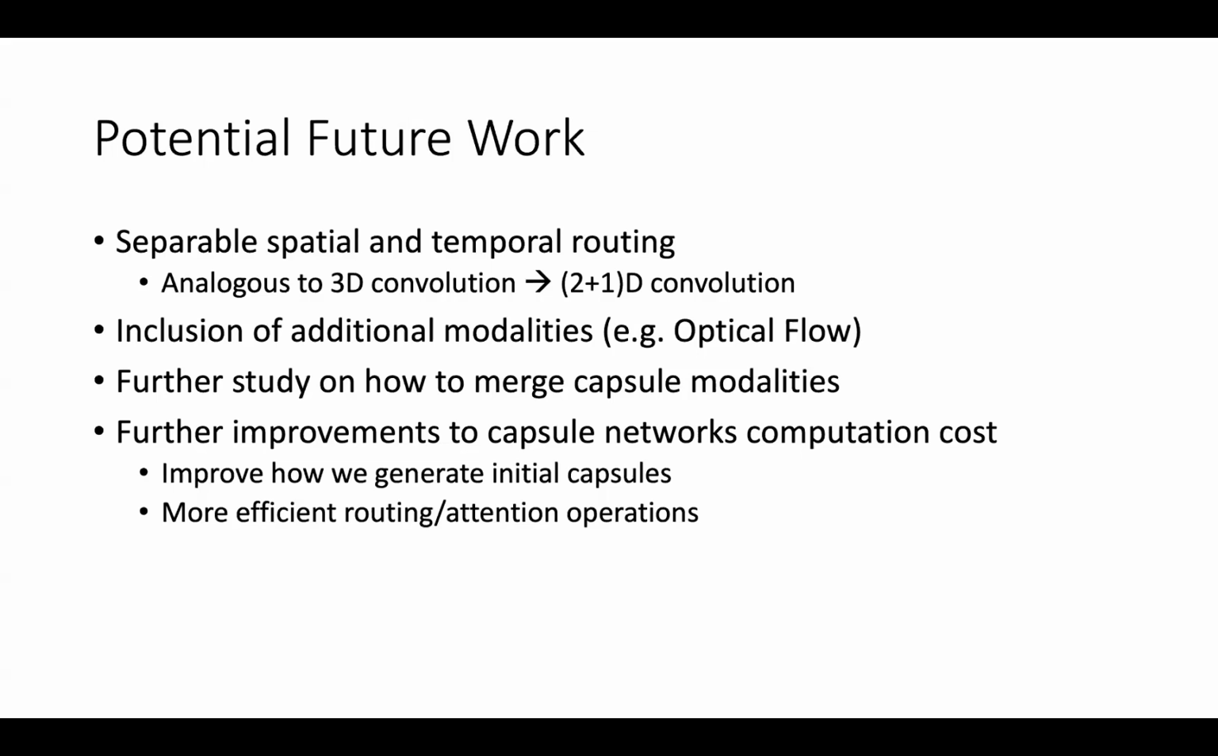And really, we should try to reduce the computational costs of capsule networks. Two possibilities would be, one, improving how we generate these initial capsules. Generally, it's just using a fully connected or a convolutional layer to generate a large set of capsules, but this is very memory inefficient. And the second possibility would be to have a more efficient routing algorithm. Of course, we propose our self-attention routing algorithm, which is efficient, but there can always be improvements on that.